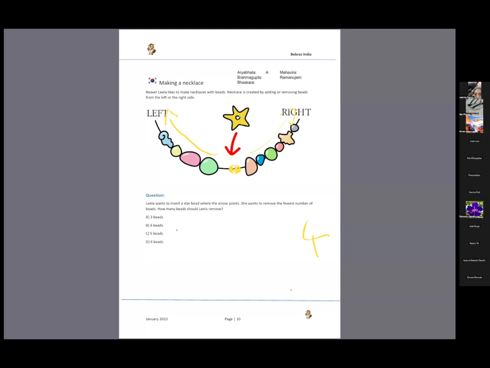So if we look at the left and the right side, there are 4 beads on the left side, but there are 6 beads on the right side. So if we go on the left side, we only have to remove 4 beads, and that's why 4 is the answer. Everybody understand so far?